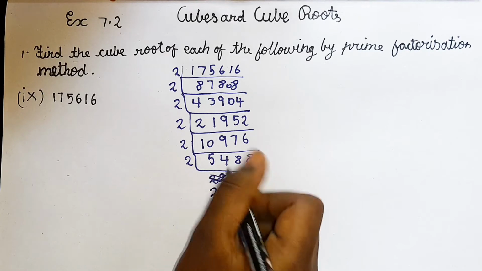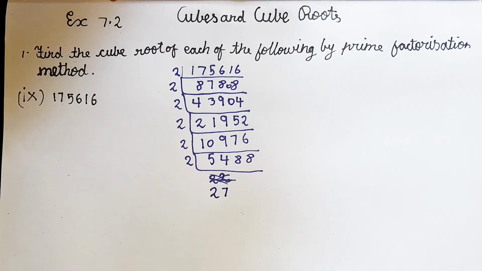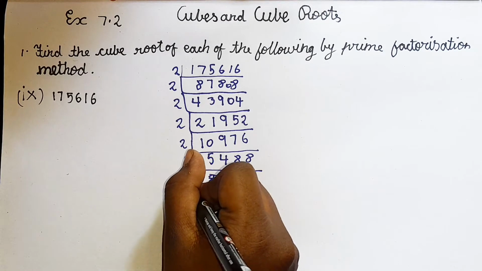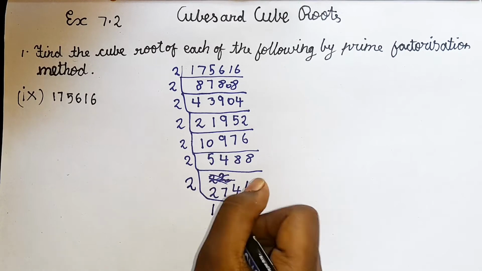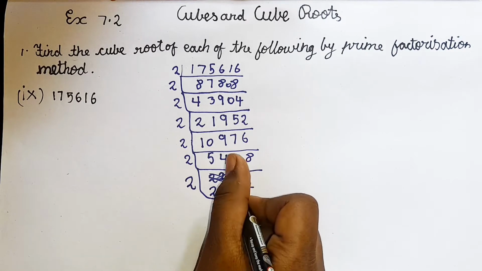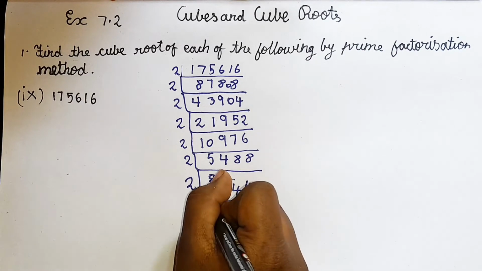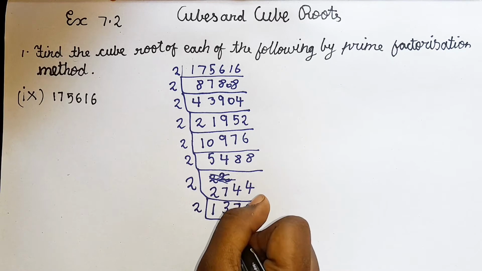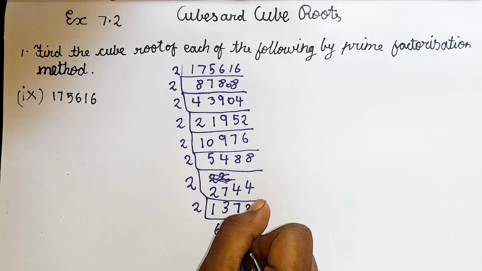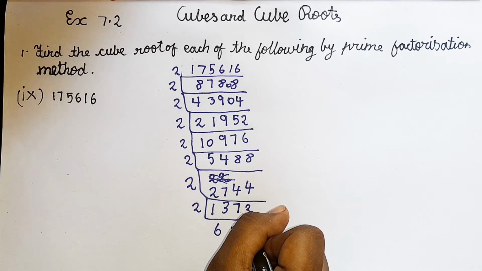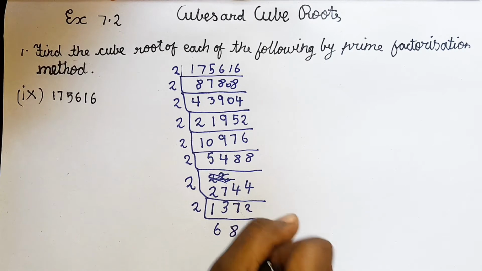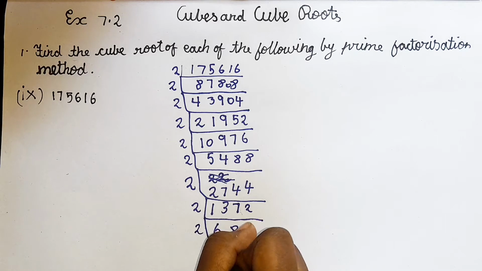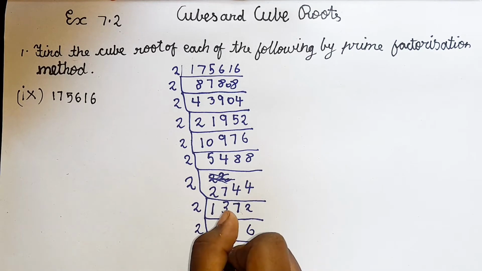So, 2 2s are 4, 1 carry, 7 2s are 14. After that, 4 2s are 8, 4 2s are 8. Again, 2 table, 2 1s are 2. 3 2s are 6, 1 carry, 7 2s are 14, 2 2s are 4. Again 2 table, 6 2s are 12, 1 carry, 7 2s are 14, 8 2s are 16, then 8. 8 2s are 16, 1 carry and 6 2s are 12. So again 2 table, 2 3s are 6, 4 2s are 8, 2 3s are 6.